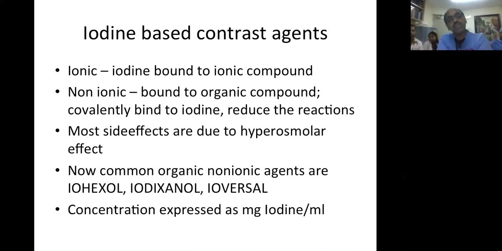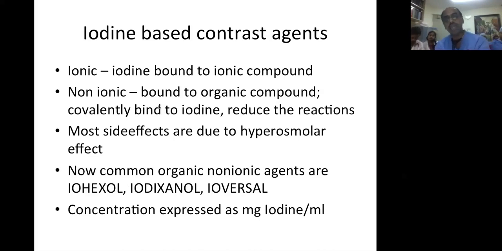Traditionally, when we were all medical students, only ionic compounds were available. Sodium diatrizoate, these are all the agents used in those days. The moment you inject a small amount of contrast and do an intravenous pyelogram, some 5% of the patients will develop severe anaphylaxis, some 5% will develop severe hypotension, febrile reactions, the patient will become much more sick at the end of the procedure. So these are the properties of the ionic agents. Fortunately, your whole generation are not going to see those agents at all.